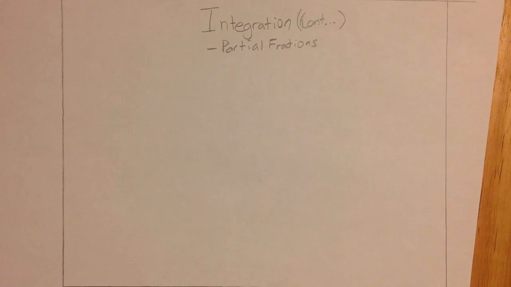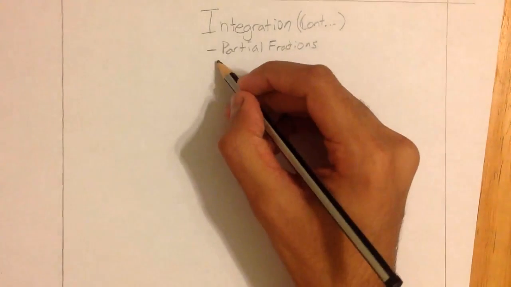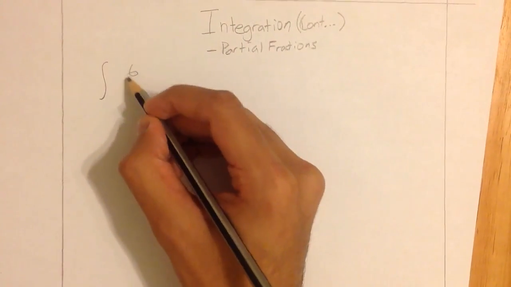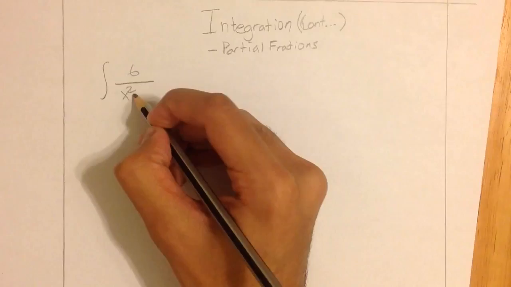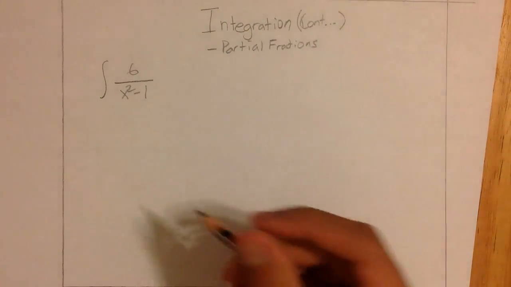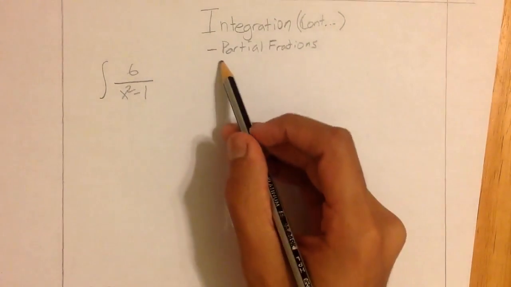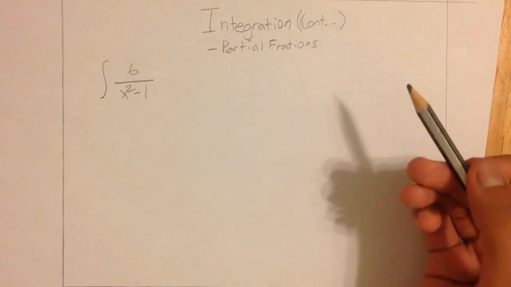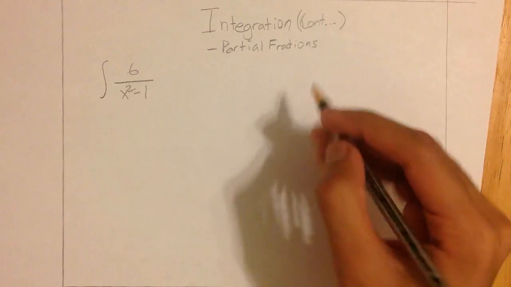So the final method of integration is using partial fractions. We can apply partial fractions to many different types of equations. So let's look at the integral of 6 over x squared minus 1. Now to find the integral of this, we need to use this method called partial fractions. And to really understand what that means, let's look at a simpler example over here.